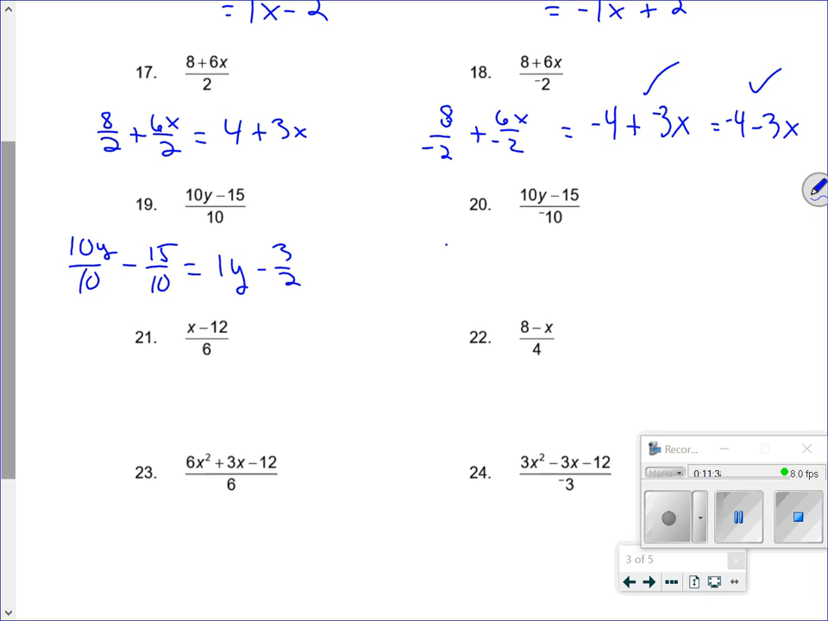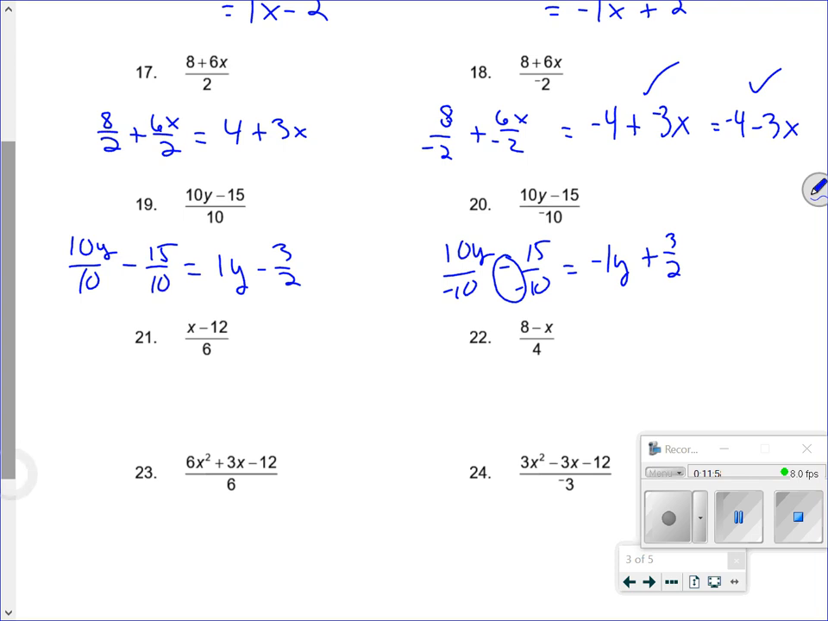And this is the same problem, except the denominator is negative. So again, we're watching out for our negatives. 10 divided by negative 10 is negative 1. And right here, that is a negative divided by negative, so that answer will be positive.